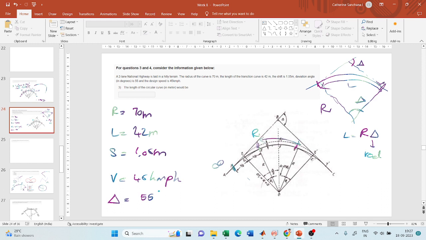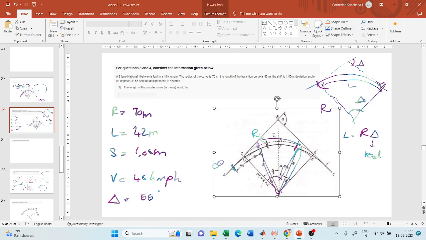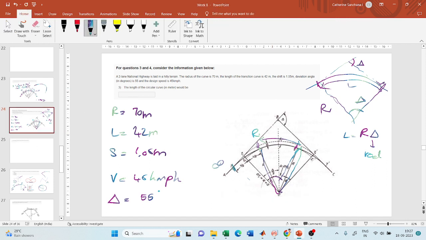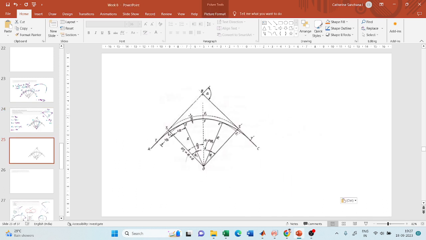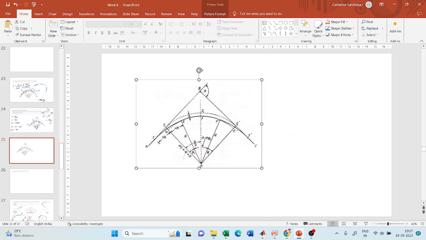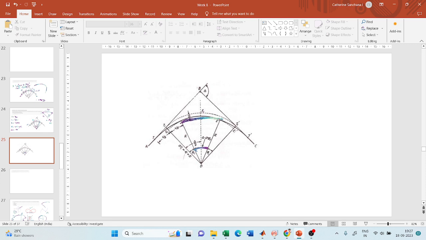In order to find out the length of this distance, you have to find out the angle subtended by these two radial distances. Sorry, I'm not drawing it properly. You have to find out this angle. Only if you find out this angle, you can find out the length subtended by this angle. This is the length that you want. So how will you find out this angle?